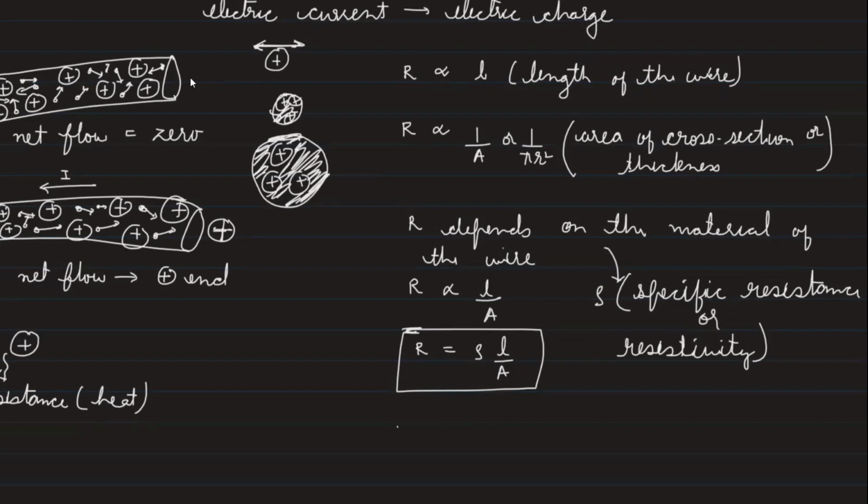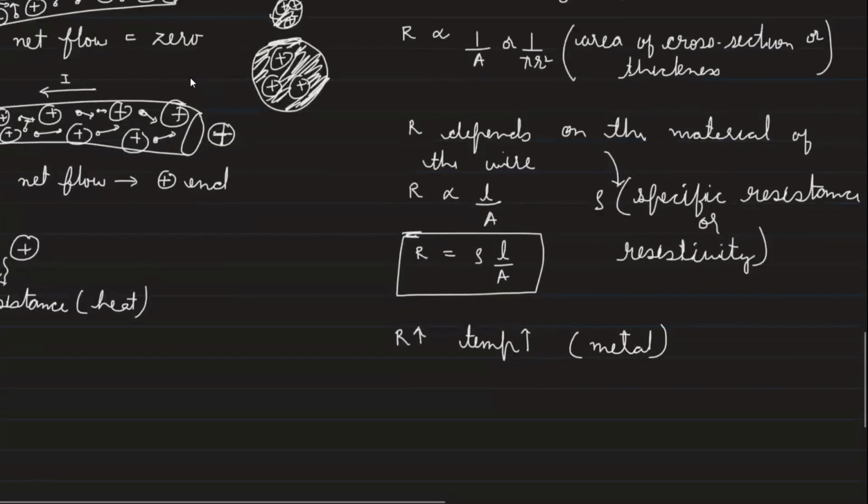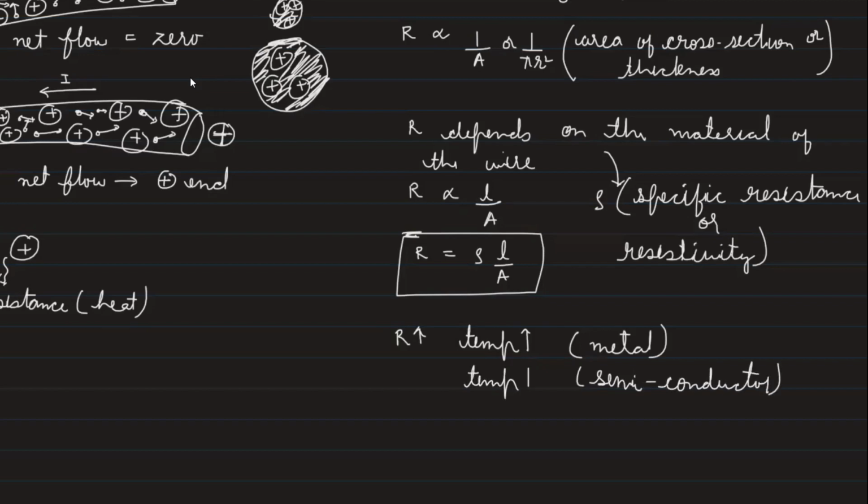There is one more factor that resistance depends on, and that is the temperature. So if the temperature of the wire increases, the vibrations of the atoms and molecules increase, and thus the collisions also increase. But remember, this is for metals. There are materials like semiconductors which conduct better when the temperature increases. So in fact, the resistance decreases when temperature increases.